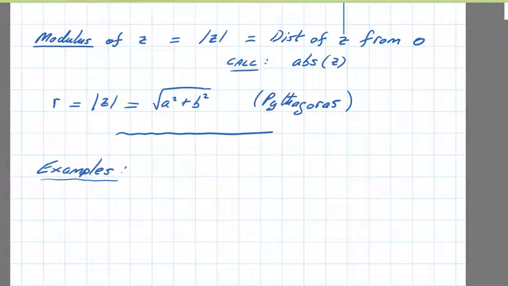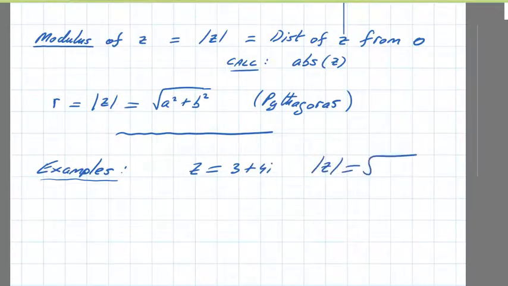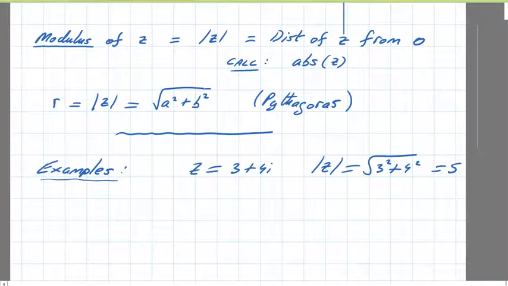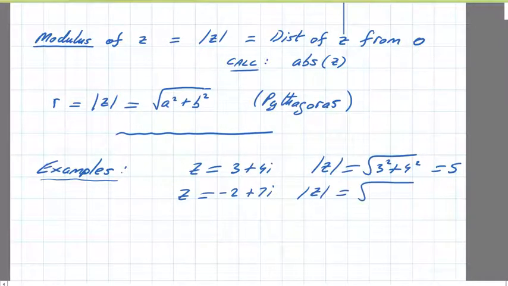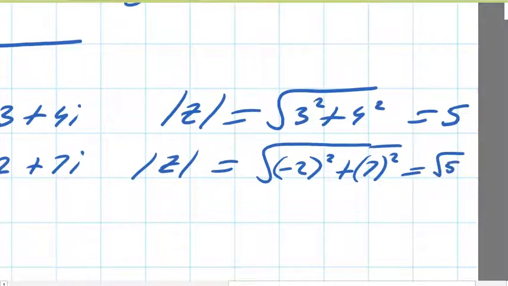So if you had, for example, z is equal to 3 plus 4i, well, the modulus of z is the root of 3 squared plus 4 squared, which, if you work it out, is simply 5. If you had z equals -2 plus 7i, for example, the modulus of z is equal to the root of, you just include the minus, so it's -2 squared plus 7 squared, which is, 7 squared is 49, and -2 squared is still 4, so it's root 53, for example.